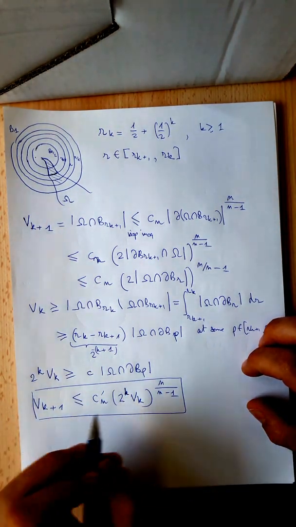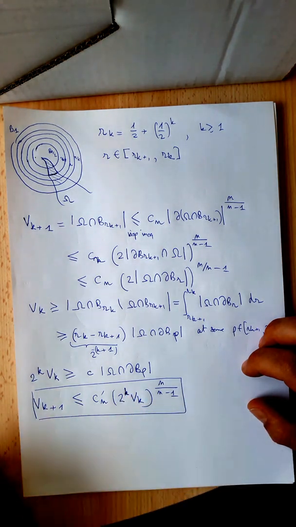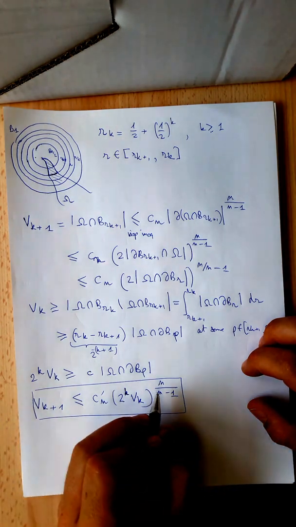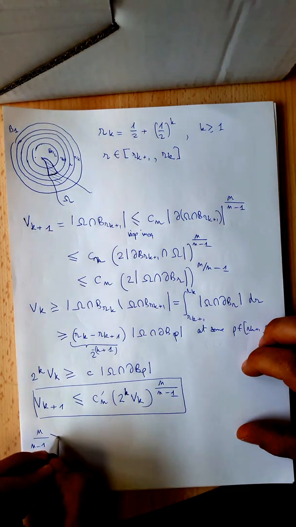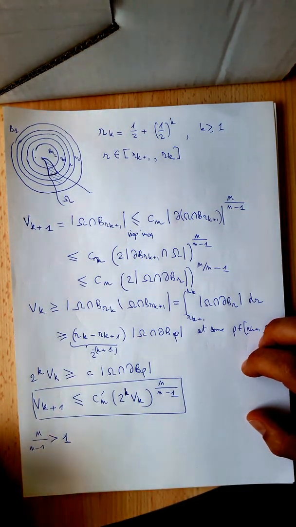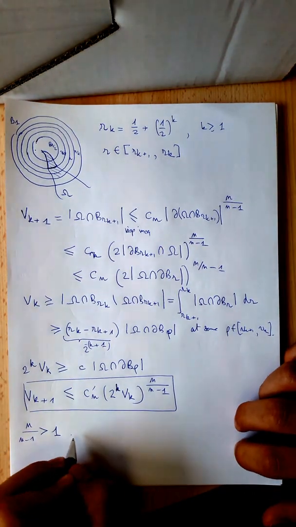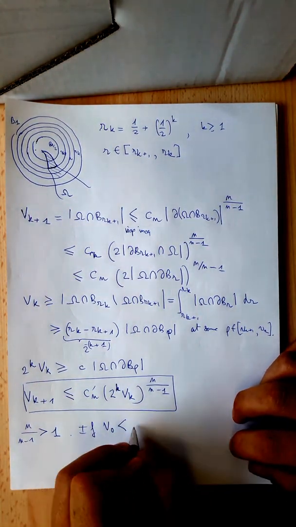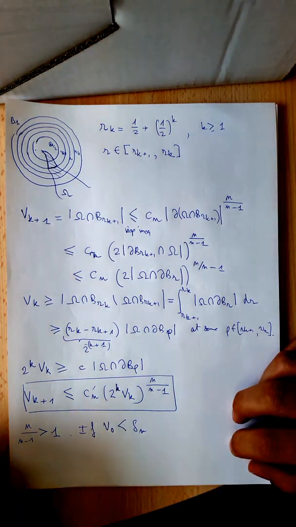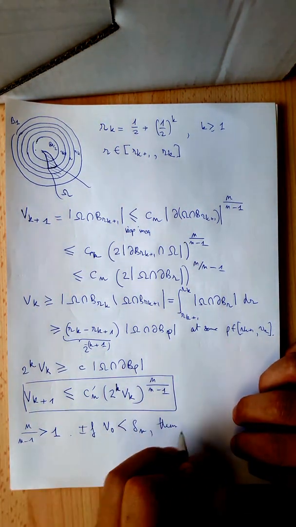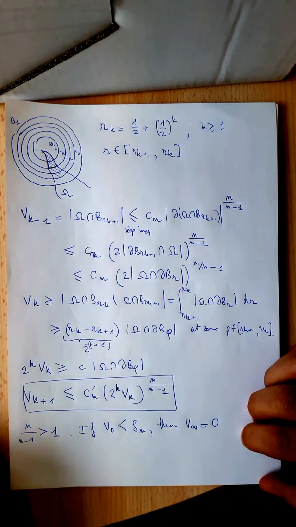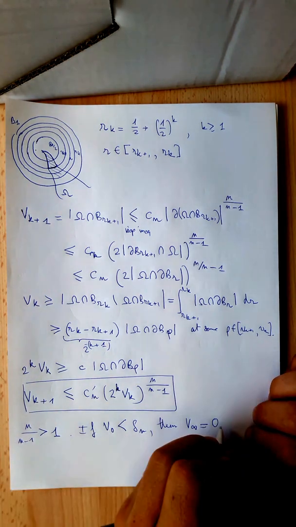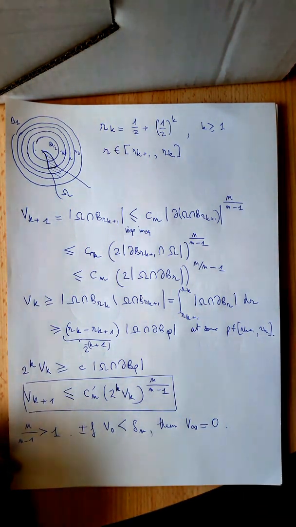So at first, when you look at this, you tend to think that the 2 to the k is going to give you something very large as k increases. But be careful about this exponent here. The exponent n over n minus 1 is strictly bigger than 1. So what you can easily prove is that if v_0 is less than some fixed constant, depending on delta only, then in fact v_k is going to converge to 0 at a super exponential rate. And I'll let you check this fact, which is elementary calculus.